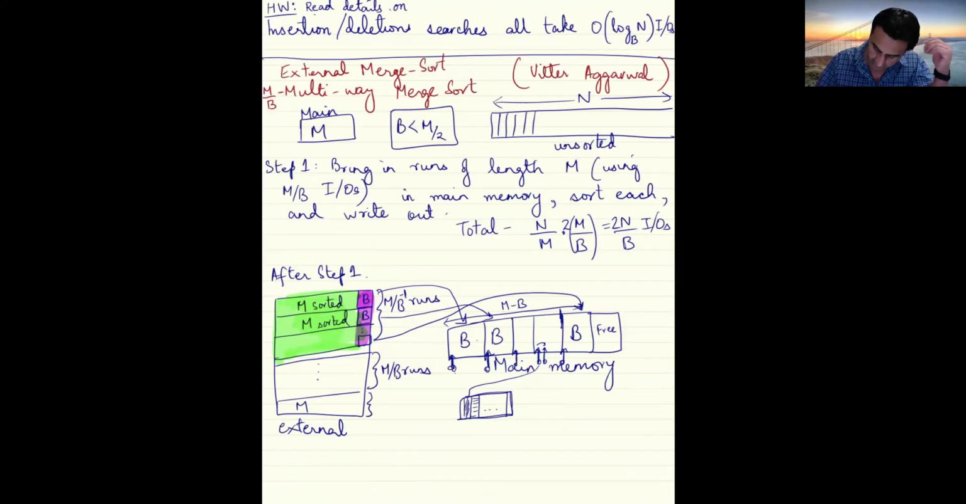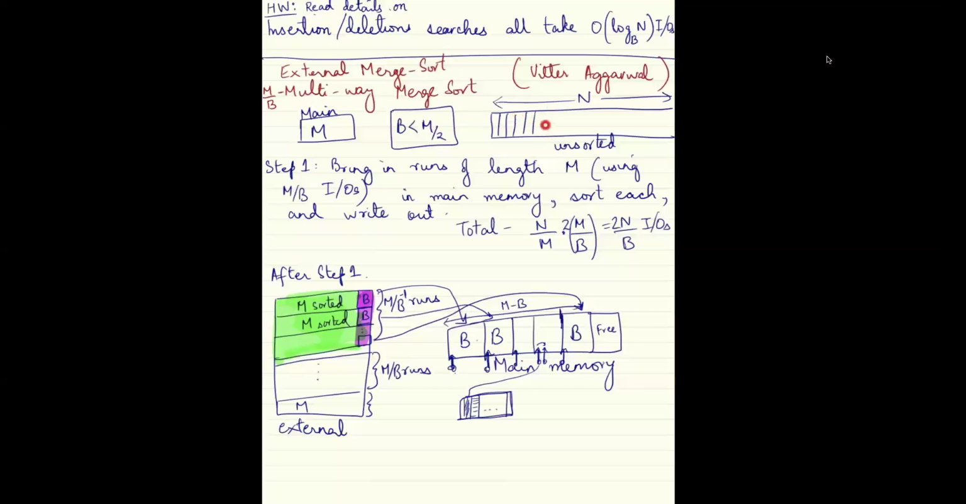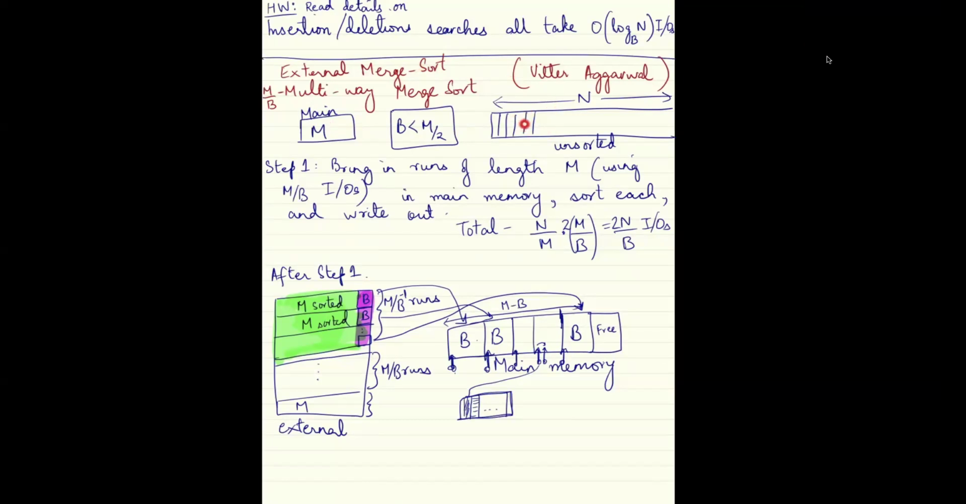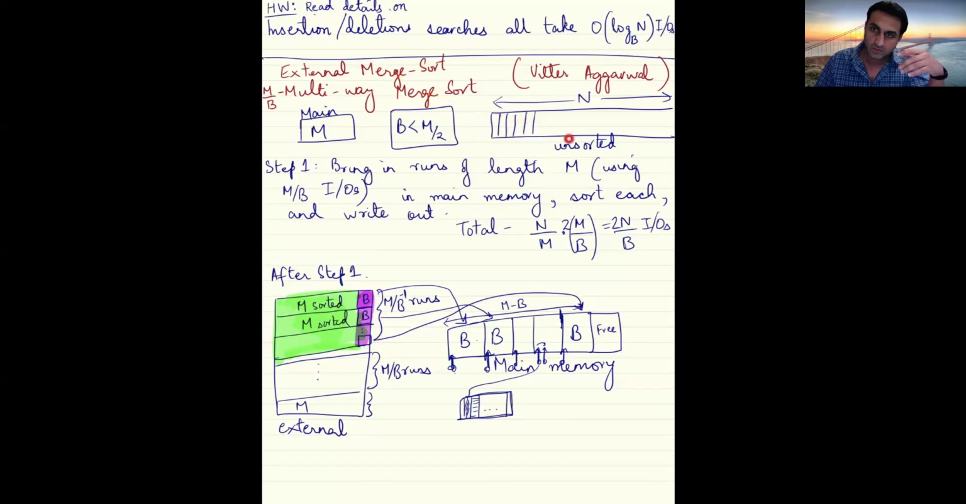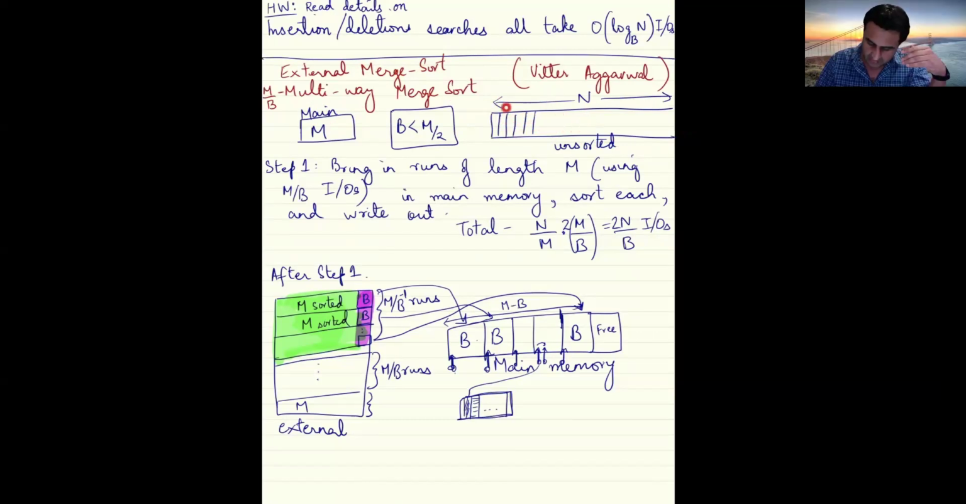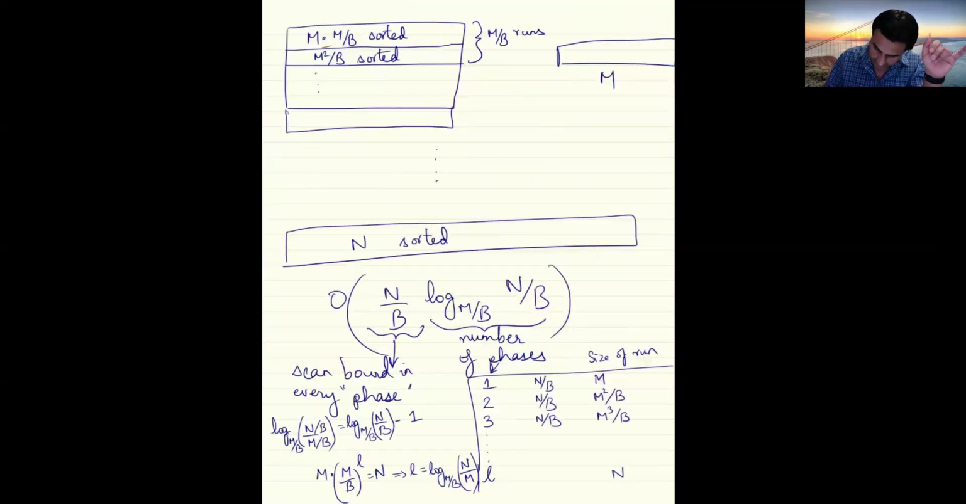Remember, in the first step, we got a memory load, we sorted it and we wrote it back, right? The purpose of the first step was to make sure that whatever this unsorted data is, after the first step, every chunk of size m is sorted inside. Now in the next step, my full data is still unsorted, but the length of my run, which was m, becomes m squared over b.